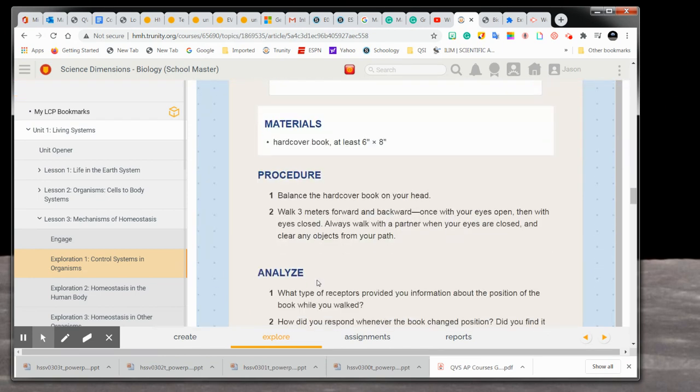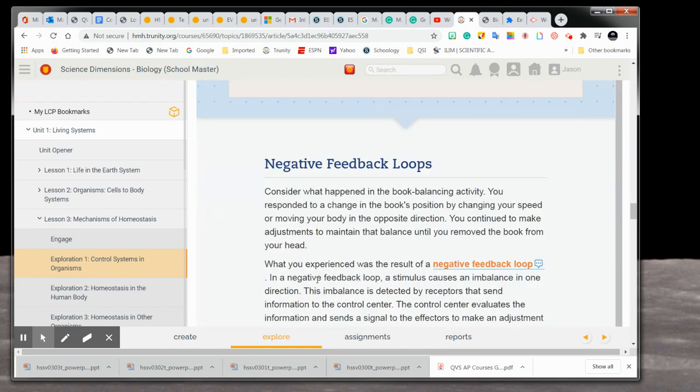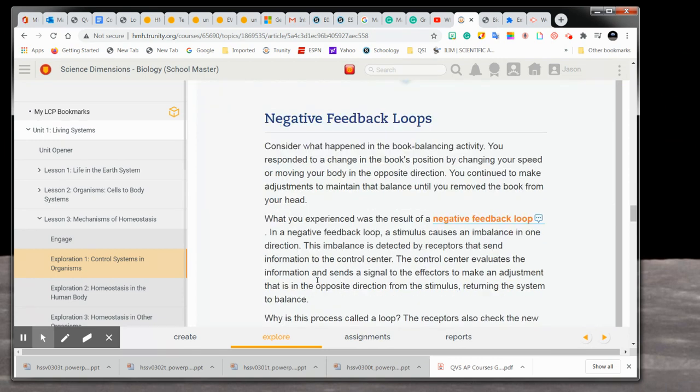So here's a little lab activity. You can do this on your own if you like. The first feedback loop is called a negative feedback loop. Consider what happens if you did the book activity, when you put the book on top of your head. You feel it going one direction, and your immediate response is to counterbalance it the opposite way. That's pretty much what a negative feedback loop is in reality.